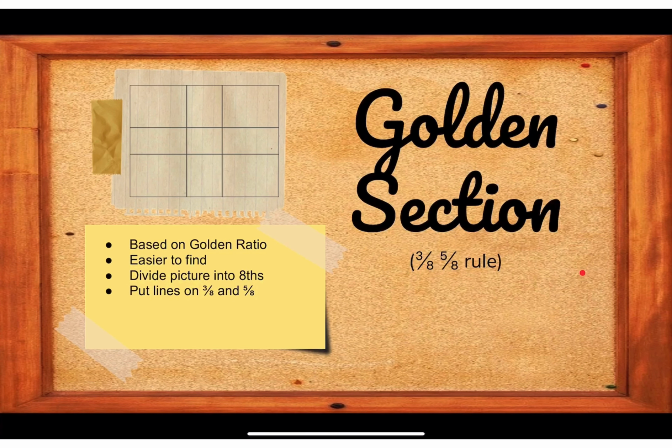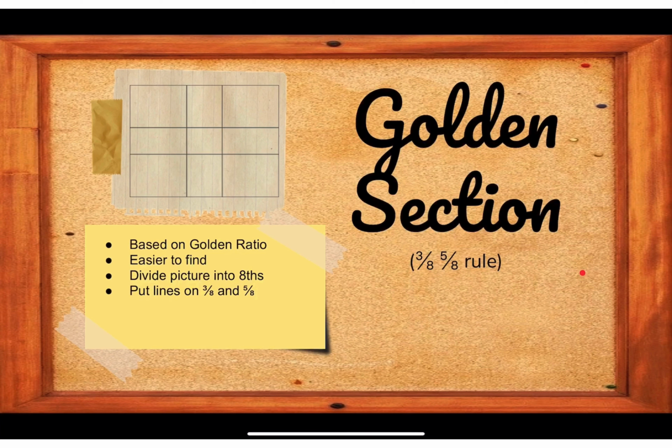So this leads us to the golden section. And the problem with the golden spiral is you have to start out with a rectangle that has that 1 to 1.618 ratio. A lot of our paper is not that ratio, and so it's sometimes really hard to map out that golden spiral.